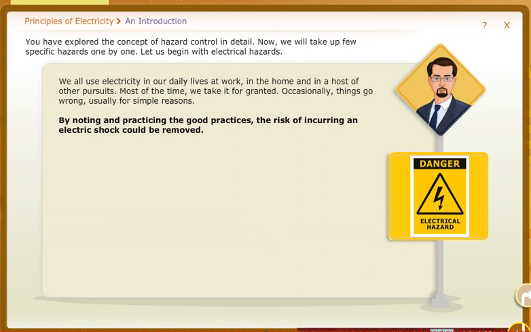Now, we will take up few specific hazards one by one. Let us begin with electrical hazards. We all use electricity in our daily lives at work, in the home, and in a host of other pursuits. Most of the time, we take it for granted. Occasionally, things go wrong, usually for simple reasons. By noting and practicing the good practices, the risk of incurring an electric shock could be removed.